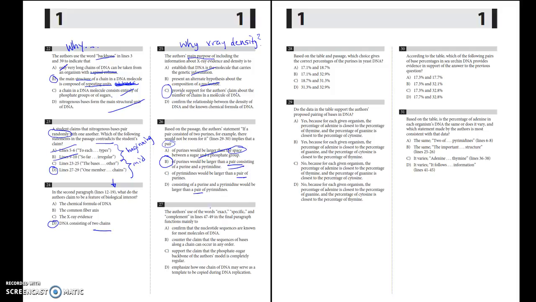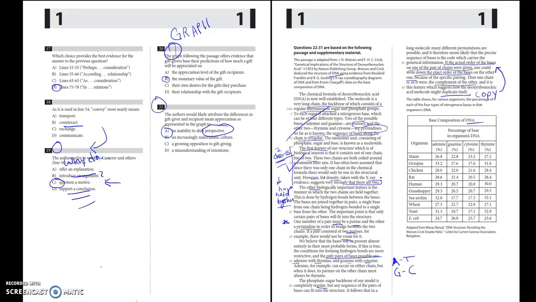27. The author's use of the words exact, specific, and complement function. So again, why are they using those words? Why do they use these particular words in that final paragraph? All right, well, let's go back to it. You say, if the actual order of the bases on one of the pair of chains were given, one could write down the exact order because of the specific pairing. So because we know that much about it, if we were to know one of the pairs or the order of the pairs, then we'd be able to figure the rest out.